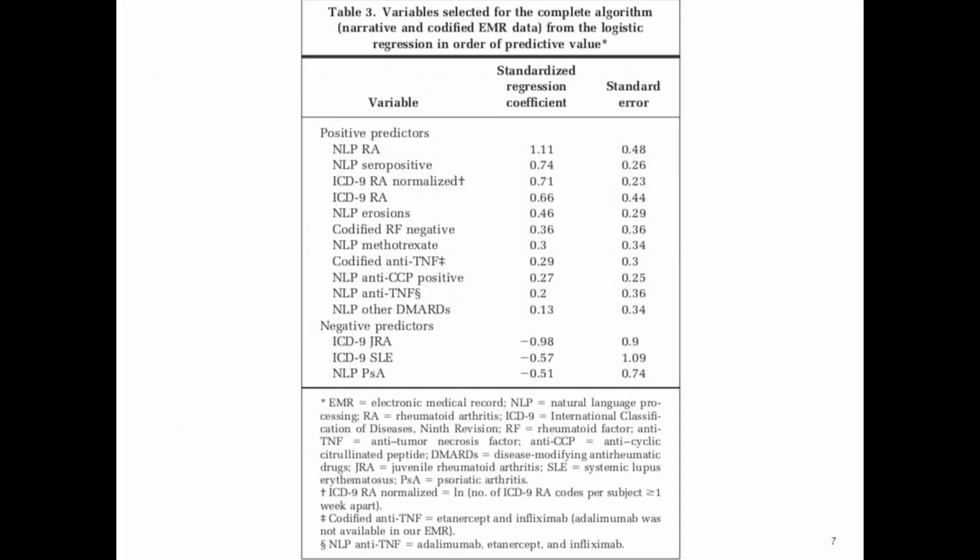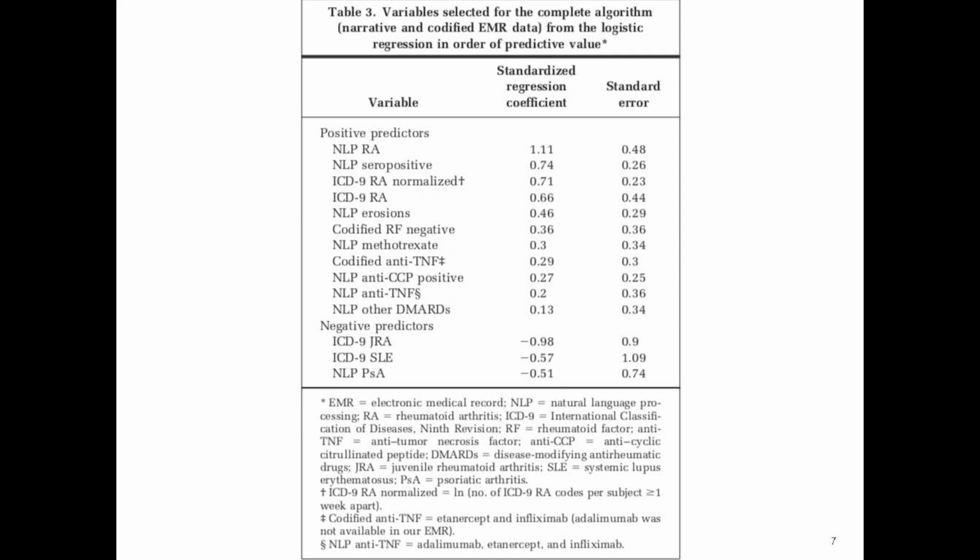So if you look at the model we built, using logistic regression, which is a very common method, what you find is that there are positive and negative predictors, and the predictors actually are an interesting mix of ones based on natural language processing and ones that are codified. So for example, you have rheumatoid arthritis. If a note says the patient has rheumatoid arthritis, that's pretty good evidence that they do. If somebody is characterized as being seropositive, that's again good evidence. And then erosions and so on.